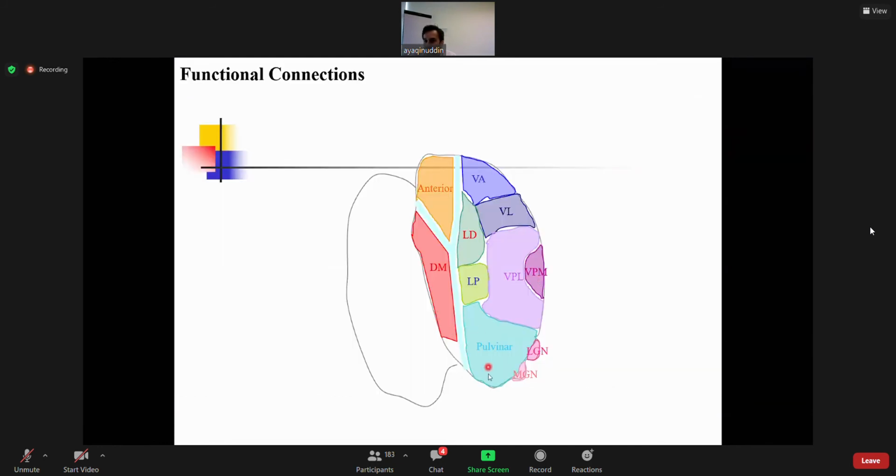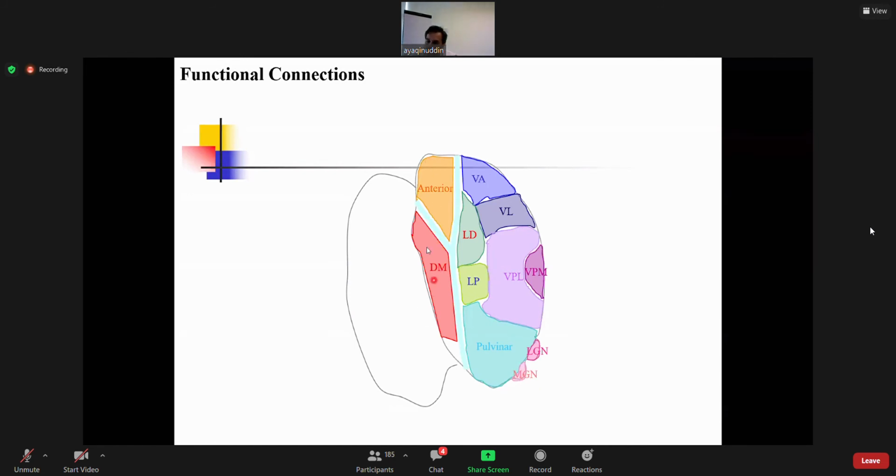So this is again showing you the parts. You can see these are the interlaminar fibers, which are dividing the thalamus into anterior, lateral, and medial parts. Within these parts, you can see the dorsomedial nucleus here, the anterior nucleus here. The lateral portion is divided into a ventral part and a dorsal part. And then the posterior part has the pulvinar, lateral geniculate body, and the medial geniculate body or nucleus.